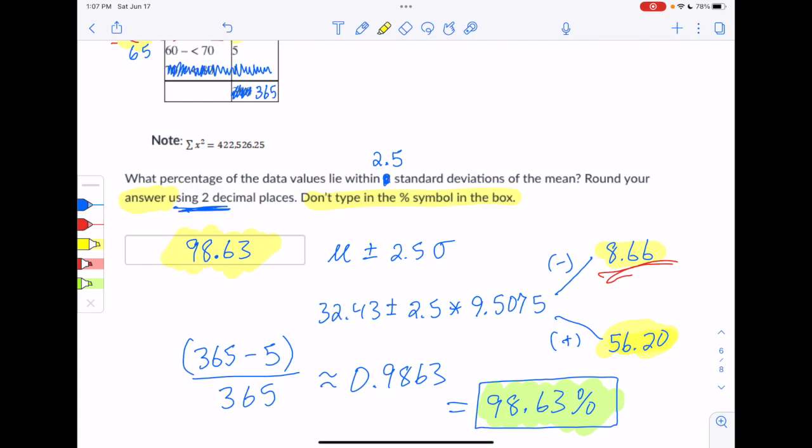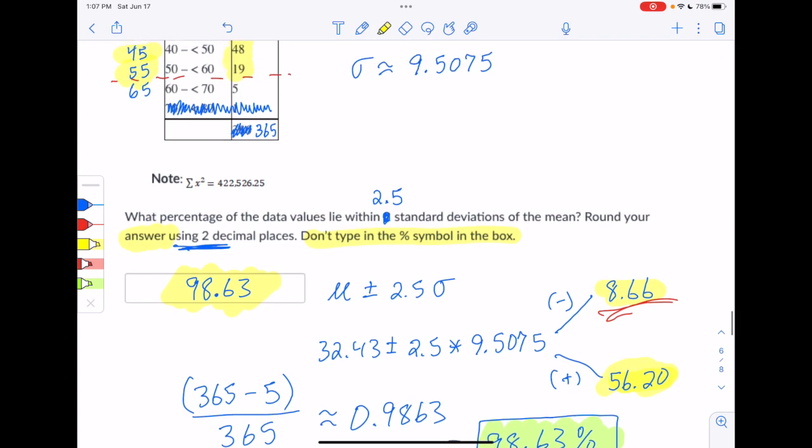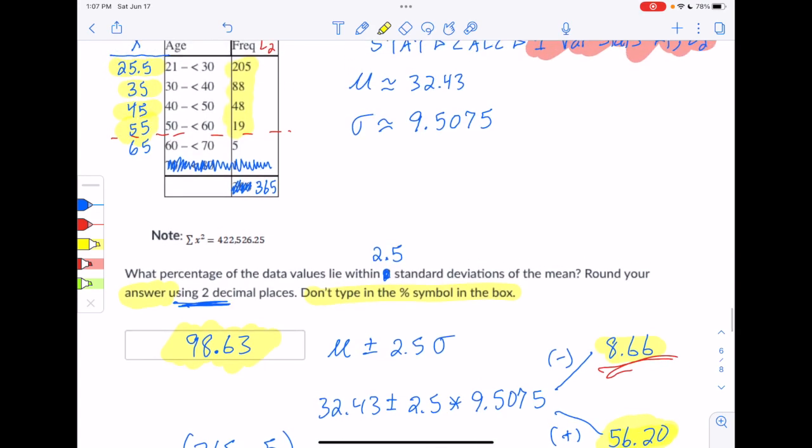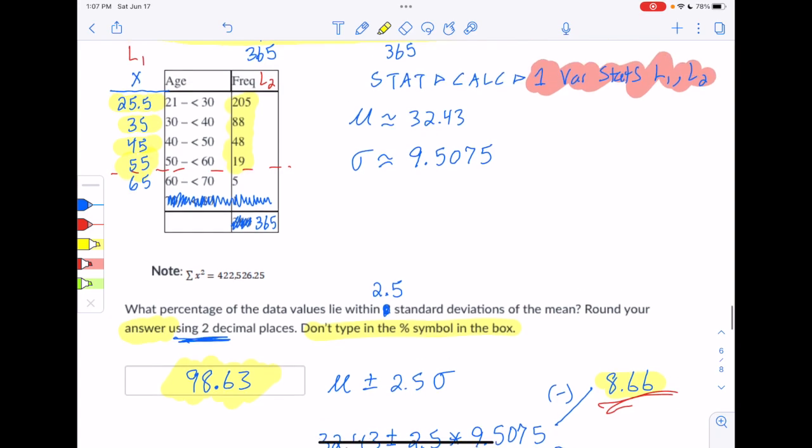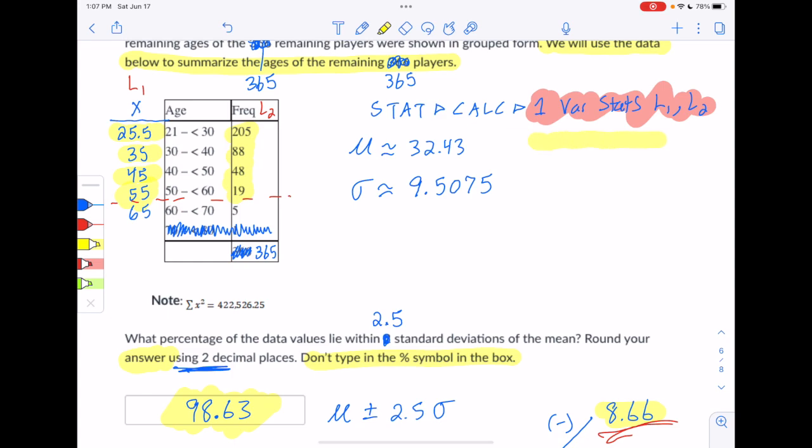That's the process. We did a lot. Where are some of the places that it can go wrong? Putting 25 for that first midpoint would throw everything off, so that's something to watch out for. Counting 4 rows out of 5 instead of 360 people out of 365 is a spot it can go wrong. Forgetting to put both the L1 and the L2, or using one variable statistics, either of those. So make sure you remember that it's one variable and that you get both the L1 and the L2.